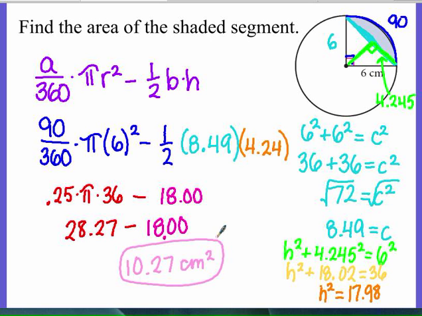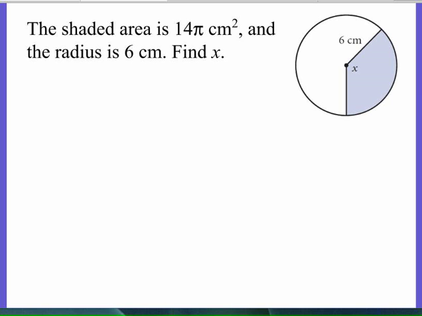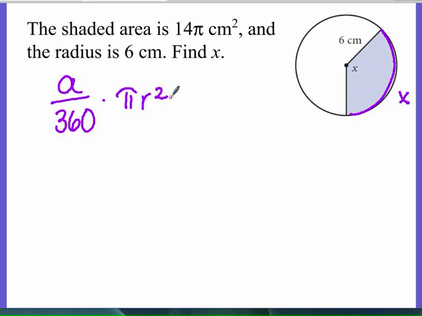All right, so let's go ahead and look at the last problem. This one's a little different. It says the shaded area is 14 pi centimeters squared, and the radius is 6 centimeters. We need to find x. So x also refers to this distance here. The formula for the area of a sector is A over 360 times pi r squared.